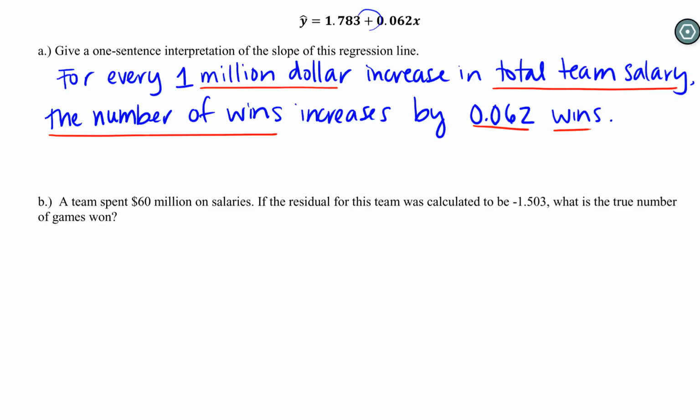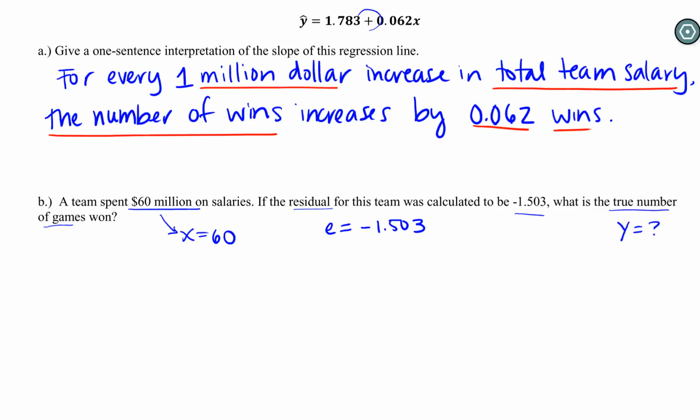So here we have a team spent $60 million on salaries. So they just gave us a total team salary, which is our X, right? There is no reason to put a crap ton of zeros after this 60 because our salary is in millions of dollars. So this is actually the correct units. We just want to drop down the 60. It says if the residual was calculated to be, okay, so they just gave us our residual, which is our little e, negative 1.503. What is the true number of games won? So number of games won is y, and we want the true one, so this is actual y, not our y hat. So these are the two pieces we were given. That's what we want to find.